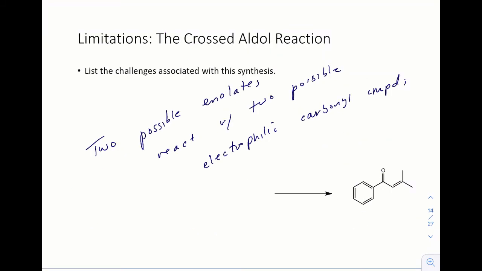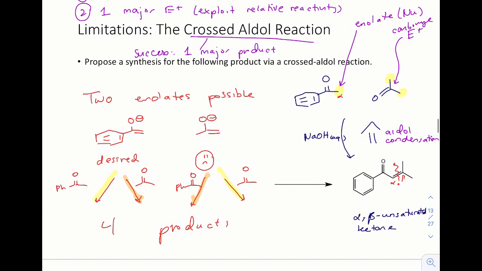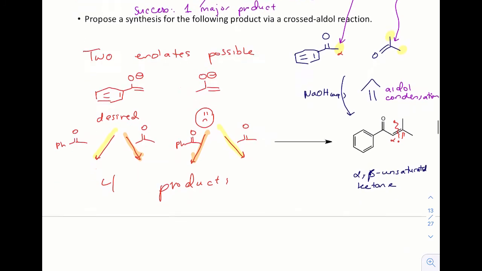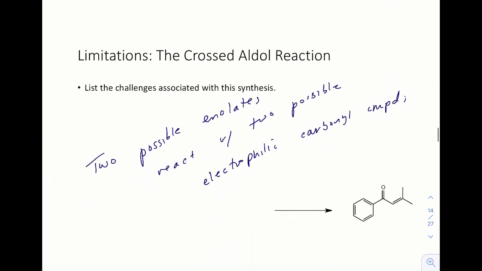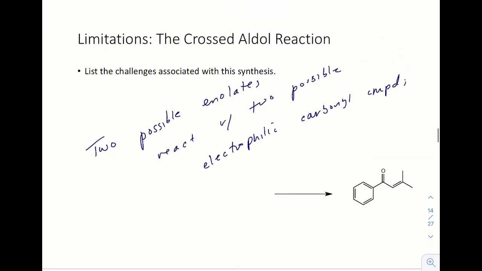Now, once we verbalize the problem, the challenges that two possible enolates are generated and they can react with two possible carbonyl electrophiles, we can start to think about what the solution might be. The problem is arising since we're taking both carbonyl compounds at the same time and treating with a base to form the enolates in situ.